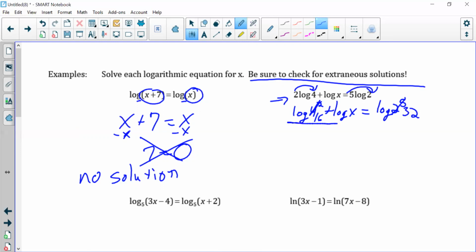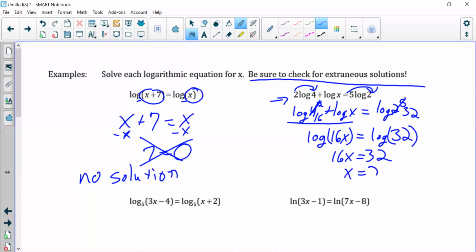All right, condense this side. Both have the same base, so we're going to multiply them. So this becomes the log of 16x equals the log of 32. Set the stuff equal to each other, set the y values equal to each other. So 16x equals 32. So x equals 2. Once again, we want to check that. Plug that right back in. And so, well, 2 times 16, it does give me a positive number, so we're good.